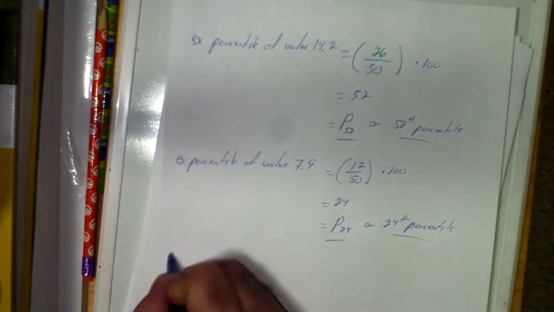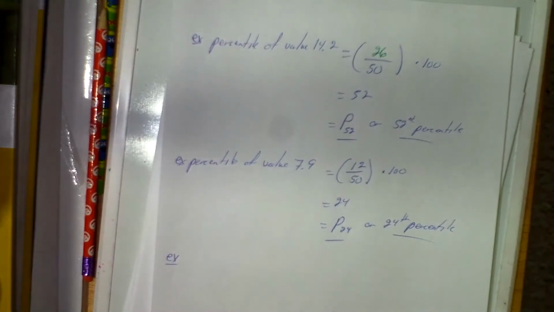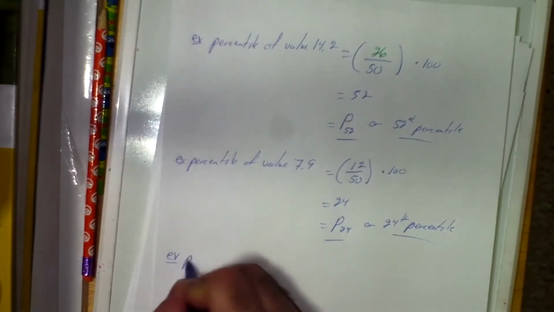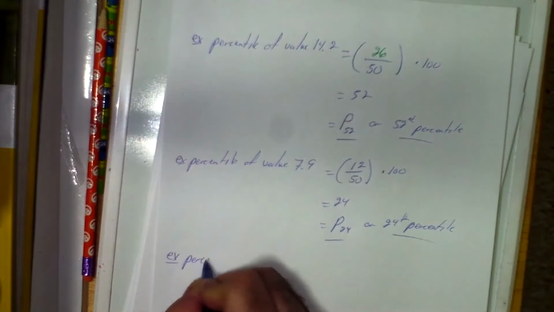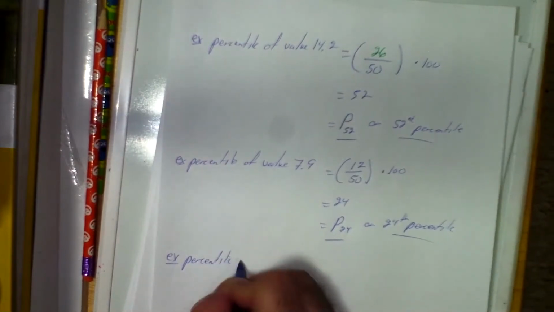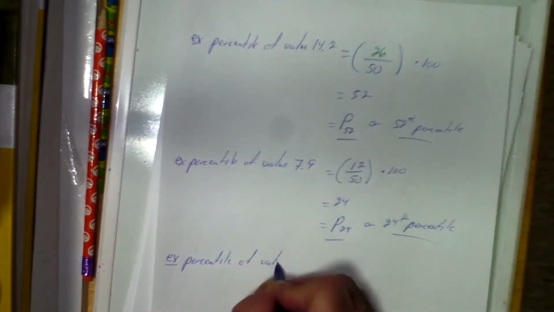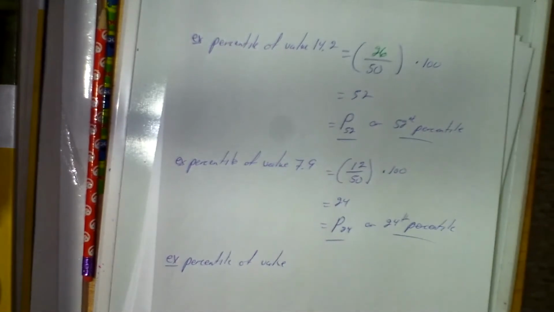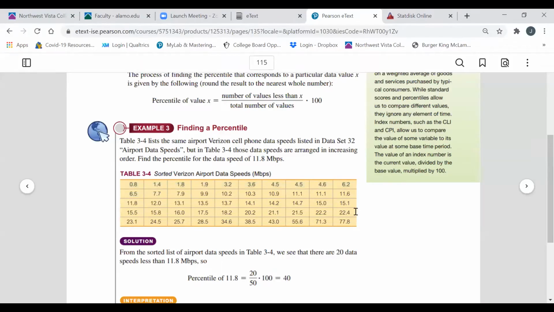Let's do an interesting one. Let's choose a number where there's a repeat of a value. What do we do if they repeat? Which one repeats? 11.1 repeats. So let's find the percentile of 11.1.